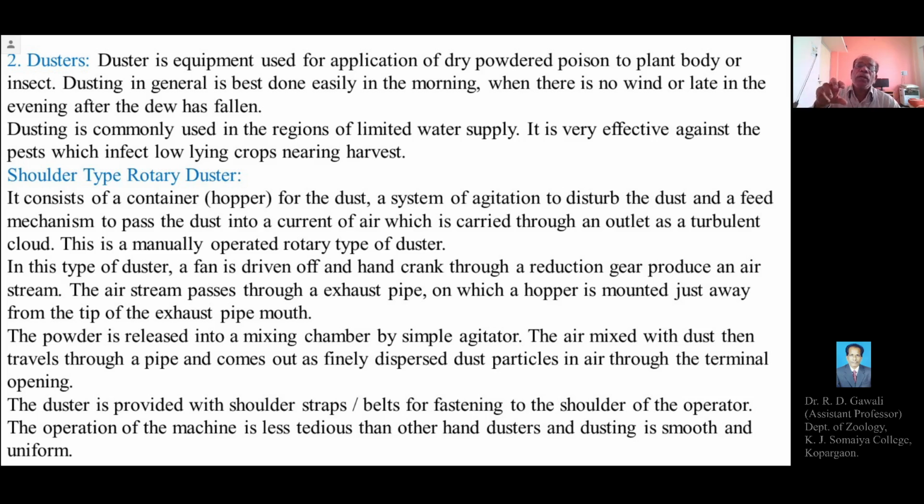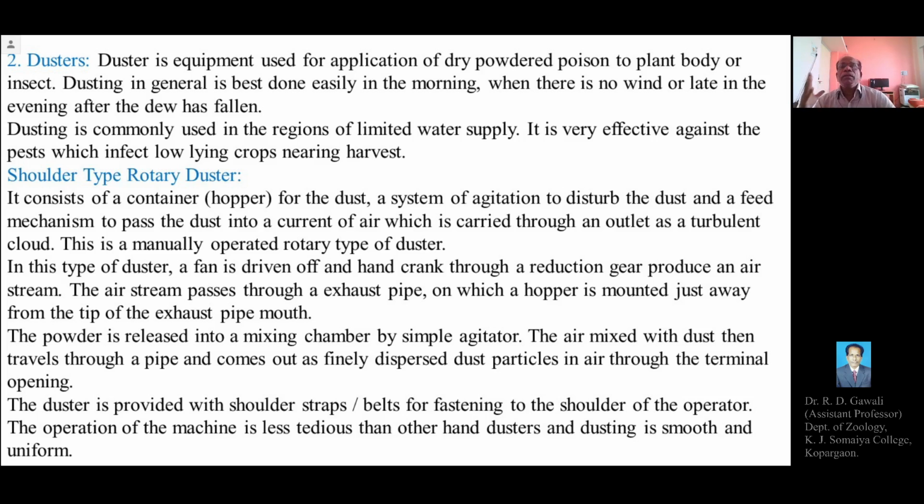This will also help the powder pesticide stick to the surface of the leaves of the crop plants due to the dew or water droplets on the surface of the plants.